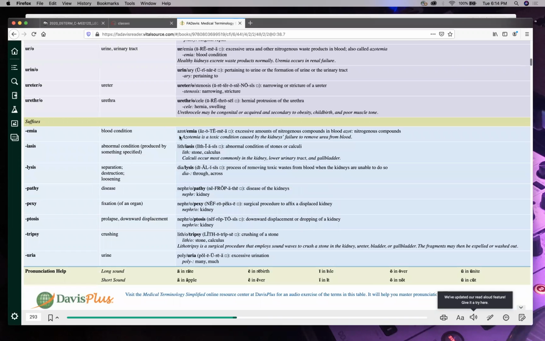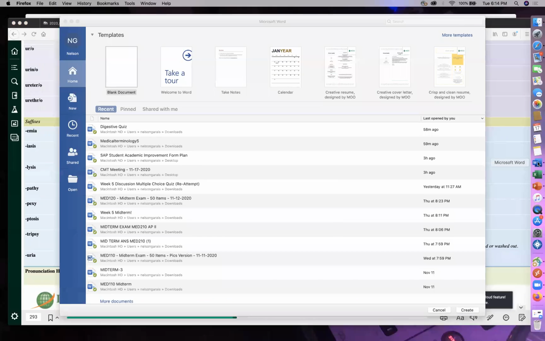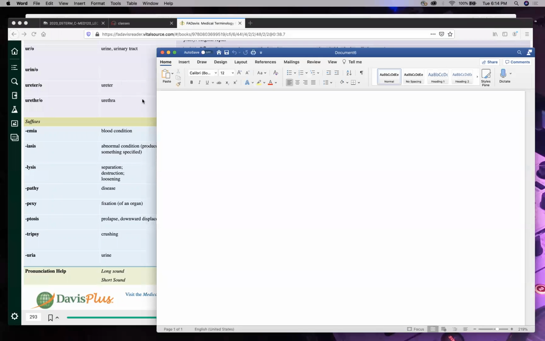Emia, we already talked about, blood condition, right? Azotemia. So let's look at some other blood conditions since we know a little bit about the structure of medical terms. So I could have hyperemia, which is the blood condition of, and hyper means what? Too much. When my patient's hyperemic or has hyperemia, that means they get flush. Their face gets all pink and all full of blood.